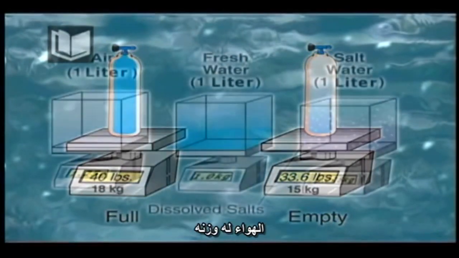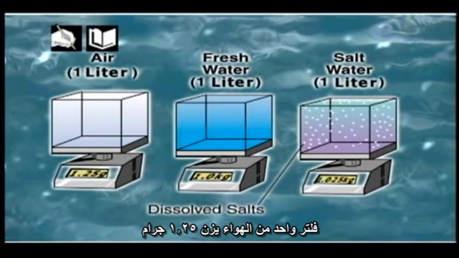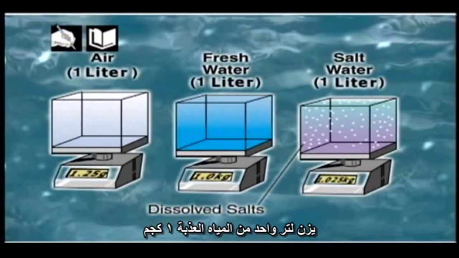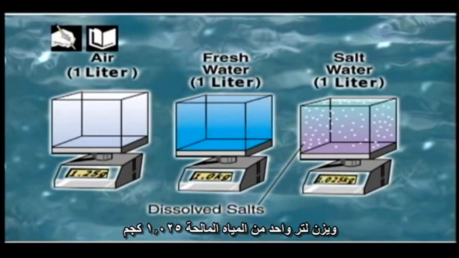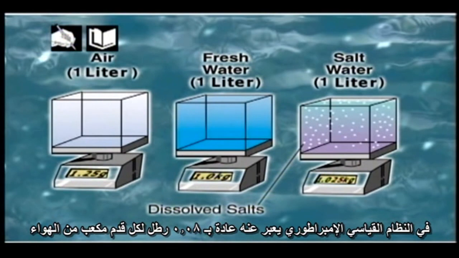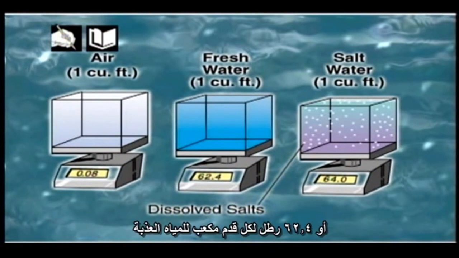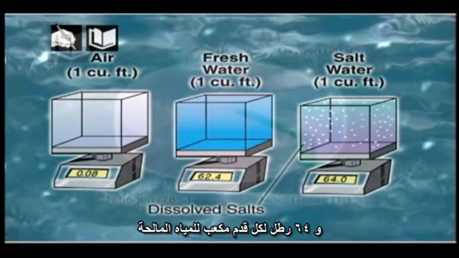Air has weight. 1 liter of air weighs 1.25 grams. 1 liter of fresh water weighs 1 kilogram, and 1 liter of salt water weighs 1.025 kilograms. In the imperial measurement system, this is expressed as 0.08 pounds per 1 cubic foot of air, or 62.4 pounds per cubic foot for fresh and 64 pounds per cubic foot for salt water.